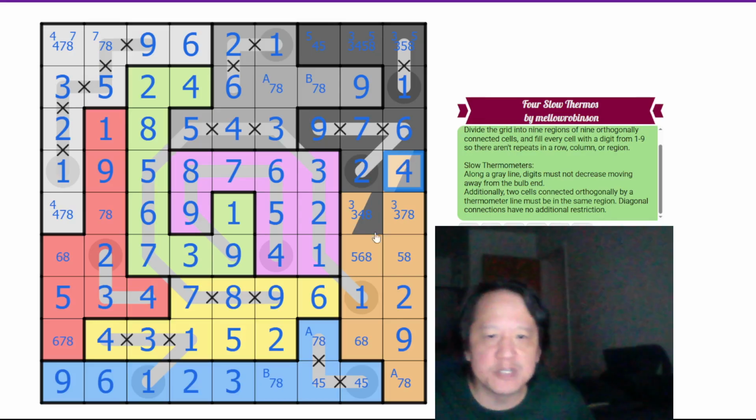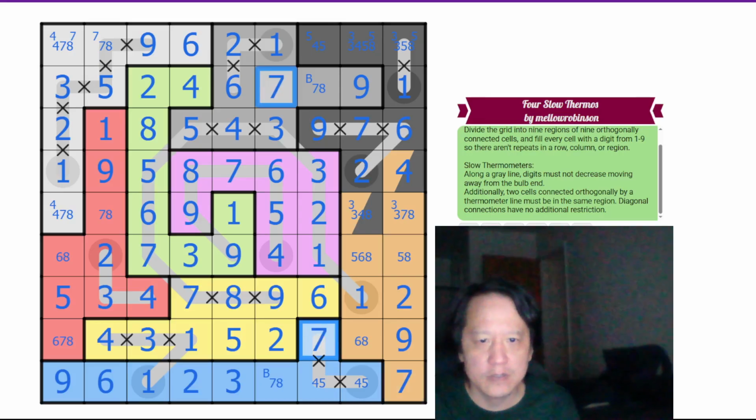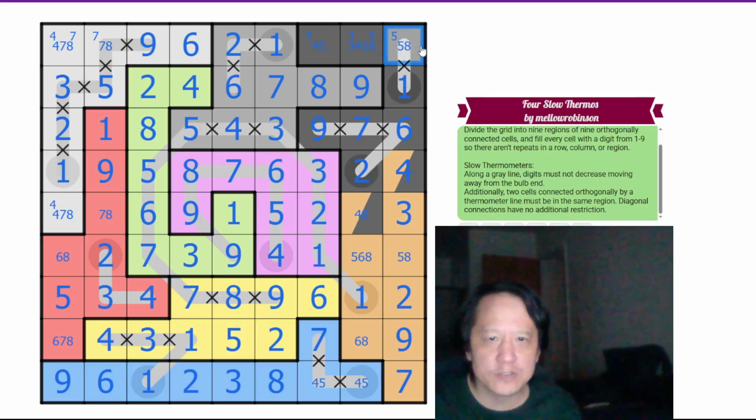We have a 5, 6, 8 triplet in the orange region, which eliminates 5, 6, 8 in the rest of the orange region. So this can't be 8. It's 7. That means A's are 7 and B's are 8. This can't be 7 or 8, so this must be 3. That eliminates 3 in the rest of the row and column. So this is 5 or 8. Where is the 3 in row 1? It has to be here.